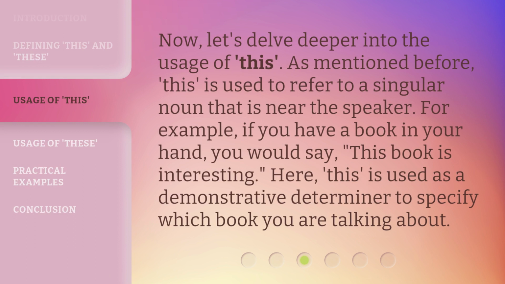Now, let's delve deeper into the usage of this. As mentioned before, this is used to refer to a singular noun that is near the speaker. For example, if you have a book in your hand, you would say, "This book is interesting." Here, this is used as a demonstrative determiner to specify which book you are talking about.